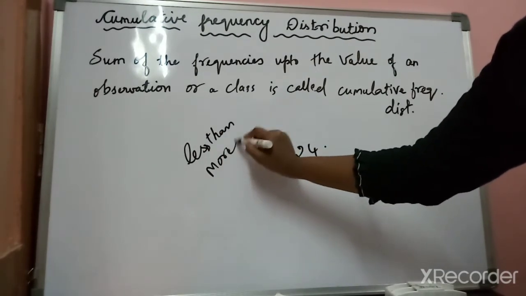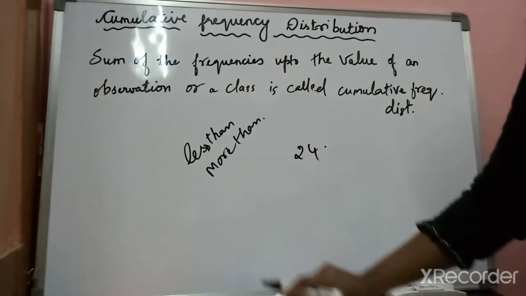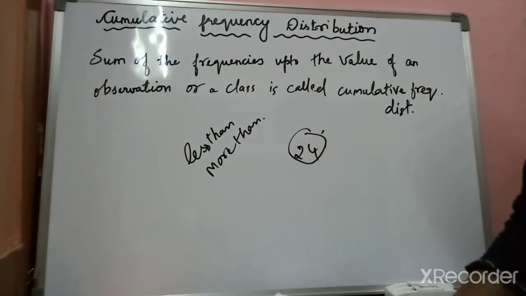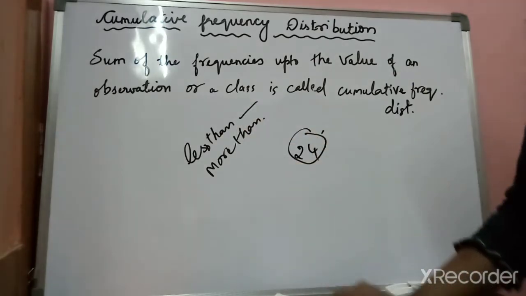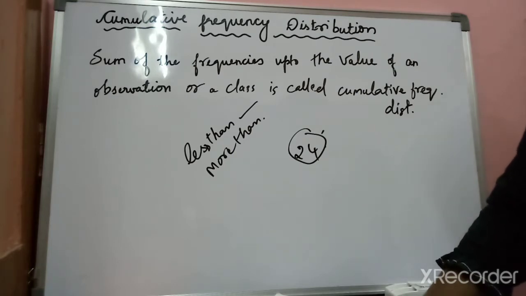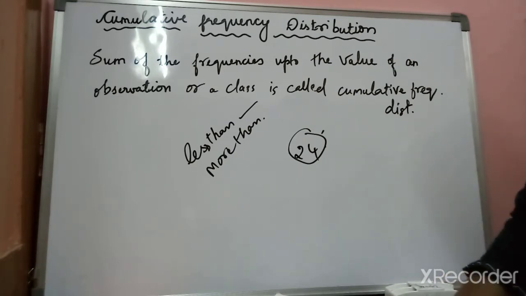Now in this we are going to learn something related to less than type and more than type. I am just reading out the definition which has been given on page number 24 of your textbook. For less than type cumulative frequency, it is saying the sum of the frequencies up to the specified value of the observation or specified upper boundary point of a class is called less than type cumulative frequency of that specified value, and the distribution is said to be the less than type cumulative frequency distribution.